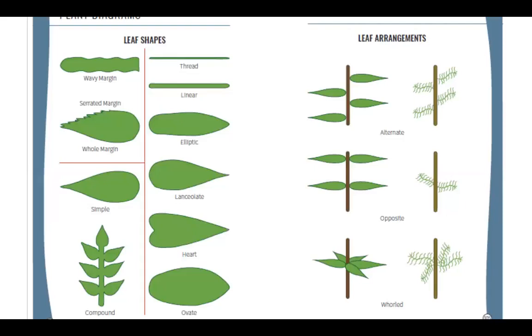So this comes out of our field guide. It goes through the different leaf shapes. So wavy margin, a serrated margin, different heart-shaped leaves, a simple leaf, and then the leaf arrangements. So that's how the leaves are around the stem. We have alternate, opposite, and whorled. And we'll talk about whorled a lot for macrophytes.